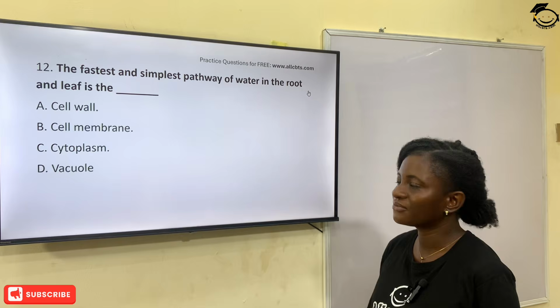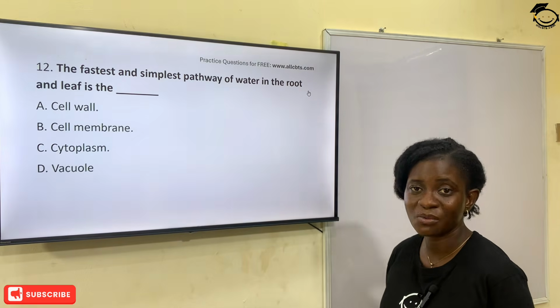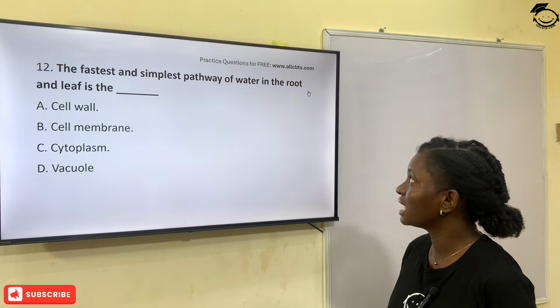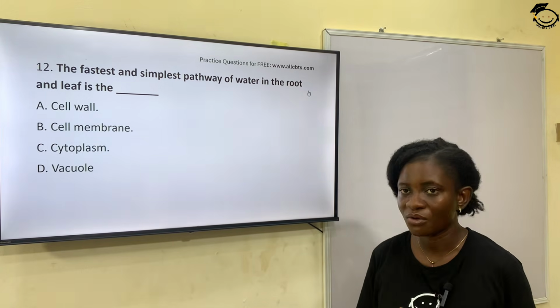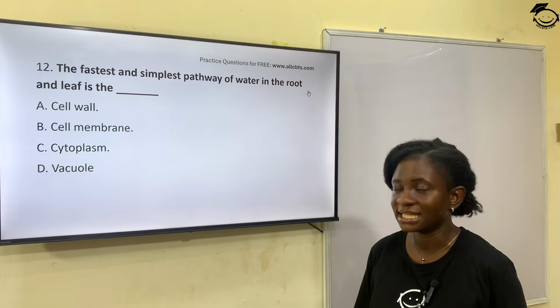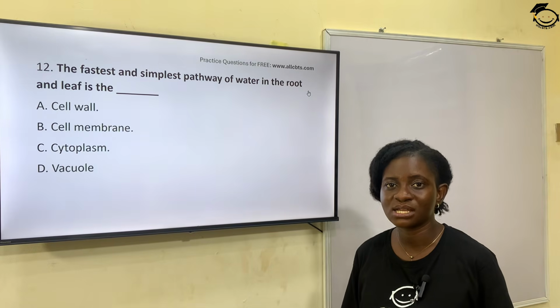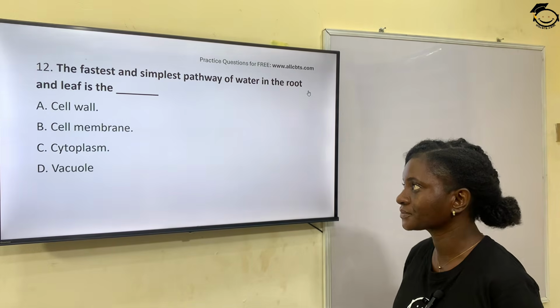But cell wall is the fastest and the easier way of water in the root and leaf. It's the fastest and the simplest pathway of water in the root and leaf. So the correct answer is cell wall, option A.